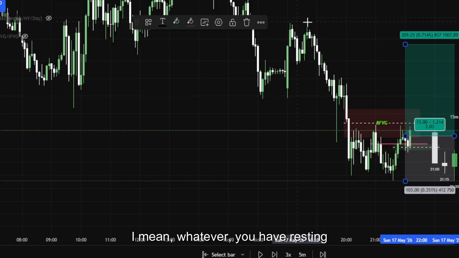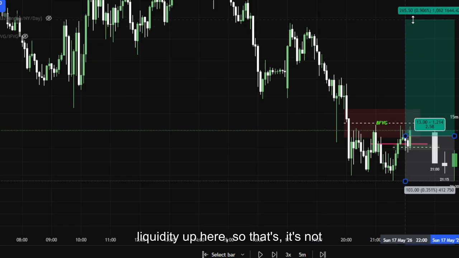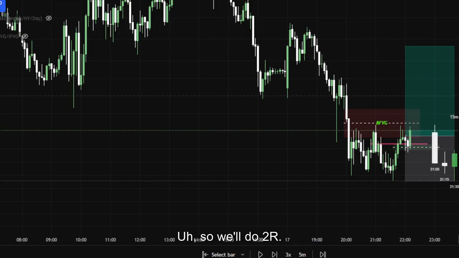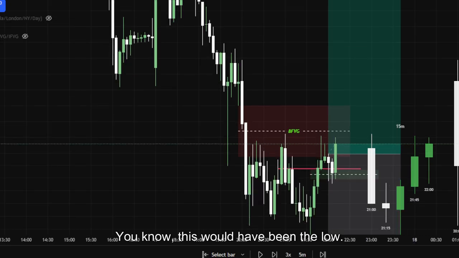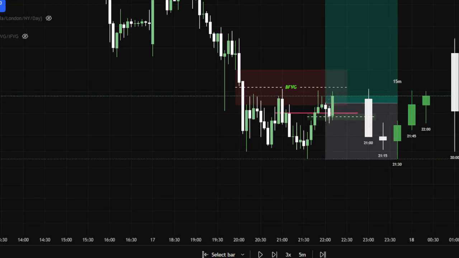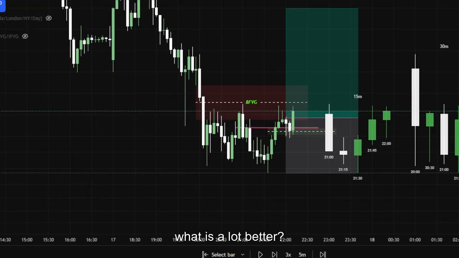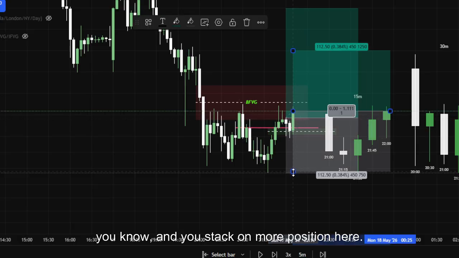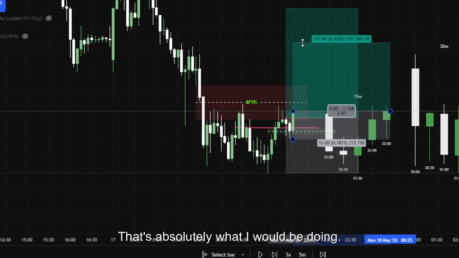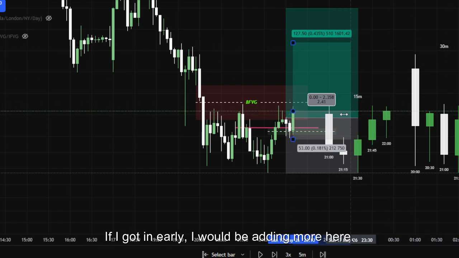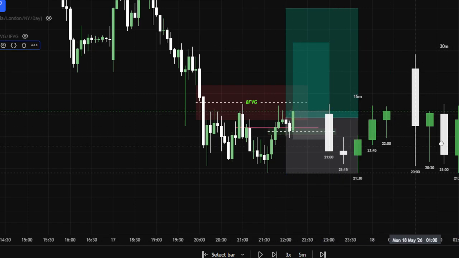I mean, whatever. You have resting liquidity up here. So it's not terrible. So we'll do 2R. You know, this would have been the low. So that's fine. Not bad. But what is a lot better? Or maybe this is even a re-entry, you know, and you stack on more position here. That's absolutely what I would be doing. If I got in early, I would be adding more here.